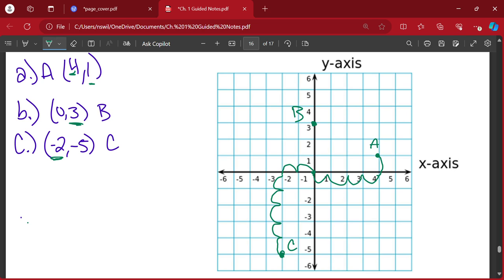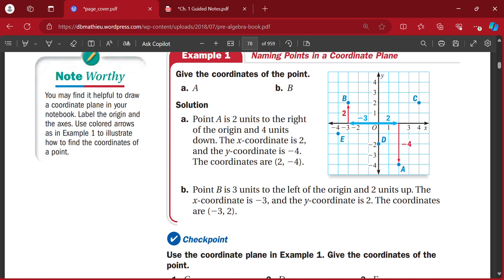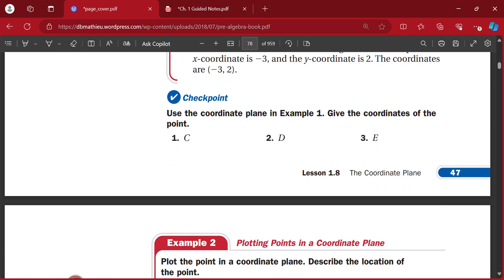It's just telling you what ways to go. First, you're going to go either left or right. Then either you're going to go up or down. Okay, that's what it's asking you to do. So, example 3. Well, no, let's take a look at the checkpoint. The checkpoint asks us to label the points.